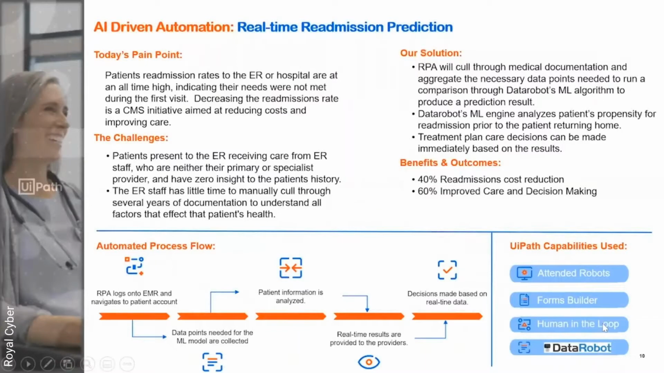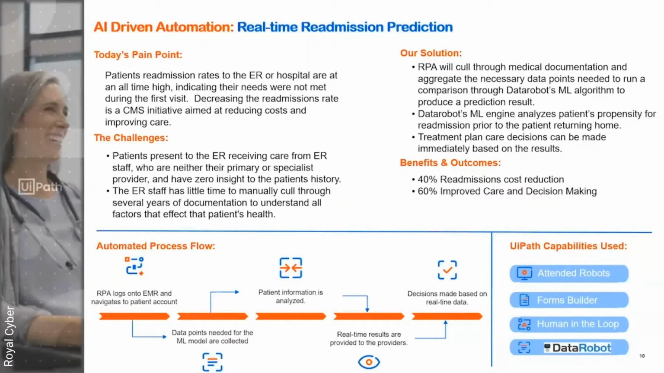So the second demonstration uses a machine learning algorithm built by Data Robot to predict a patient's propensity for being readmitted once they are discharged from the ER or hospital setting. But we're going to do this in real time. As you're there in the ER or as you're there in the hospital being admitted or being discharged, we'll be able to predict what your readmission rate is.